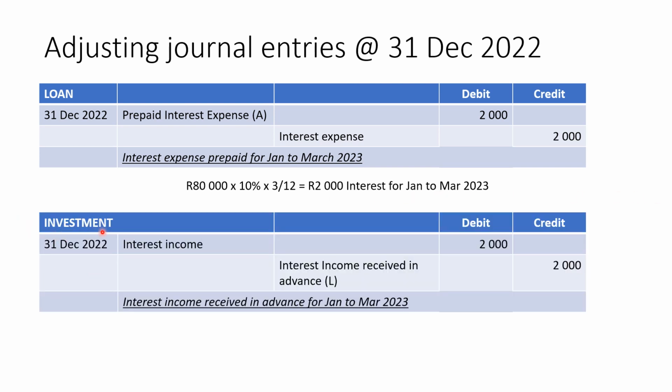And if we had an investment, it means on the 30th of November 2022, we would have received interest income for the next 4 months, 3 months being in the next financial year, January to March. So we have to take the interest income that we received out of the interest income account. We debit the interest income and show that as interest income received in advance. It's a liability at the end of December 22. It's the amount of interest we've received for the next 3 months.